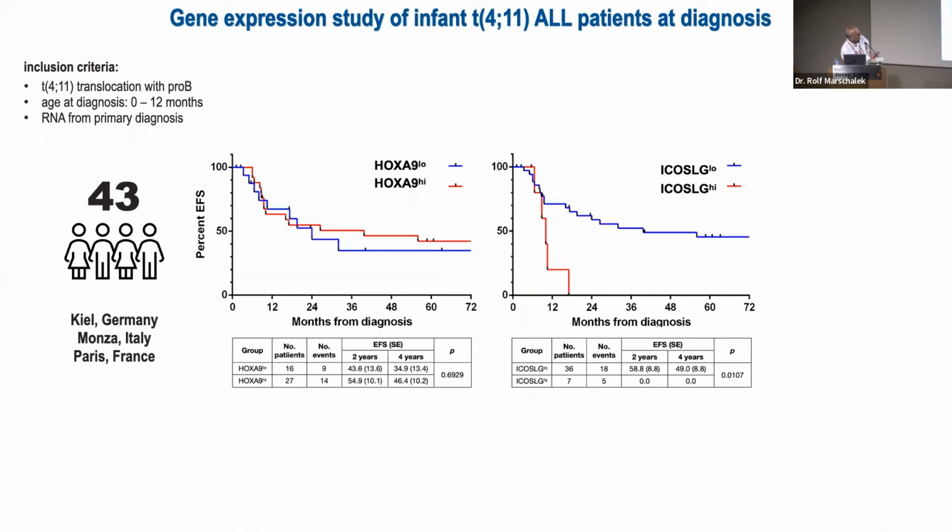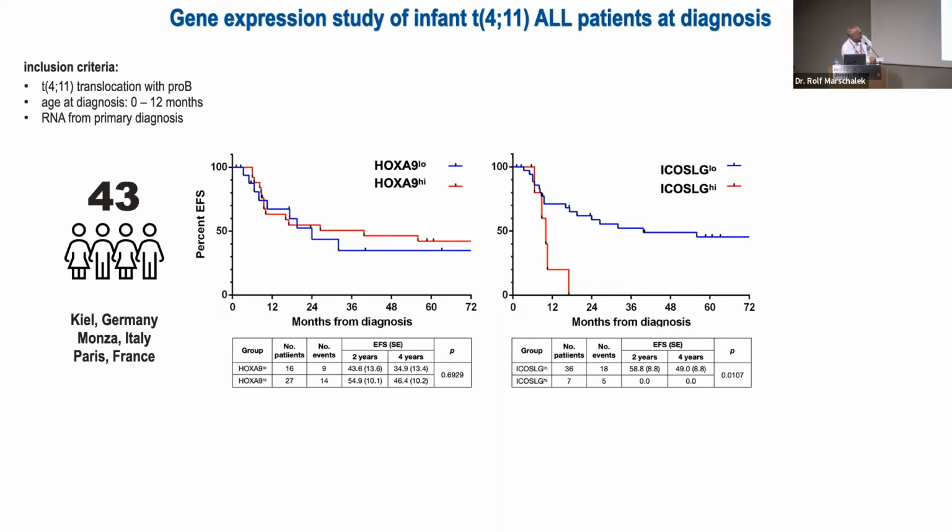We now analyzed, in Germany with the help of people from Germany, from Italy, and from Paris, patient data where we have the outcome. And this is only T411 patients below 1 year of age. So it's really infant leukemia. When we separate the infant leukemia patients by outcome and we look for Hox high and Hox low, we don't see any significant difference between these two groups.